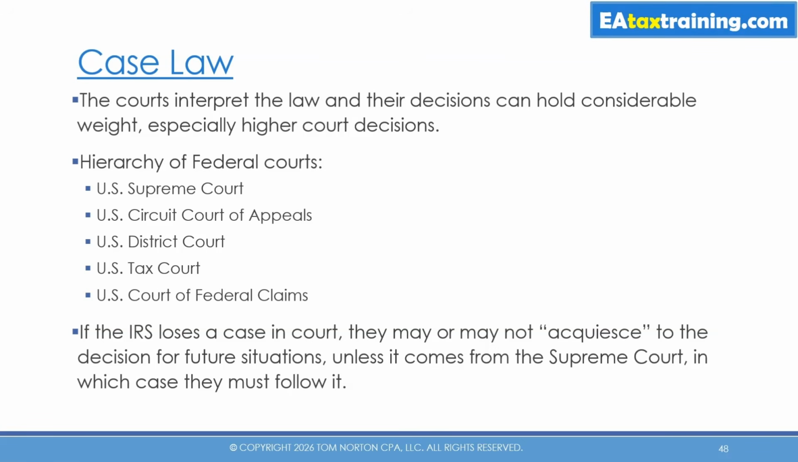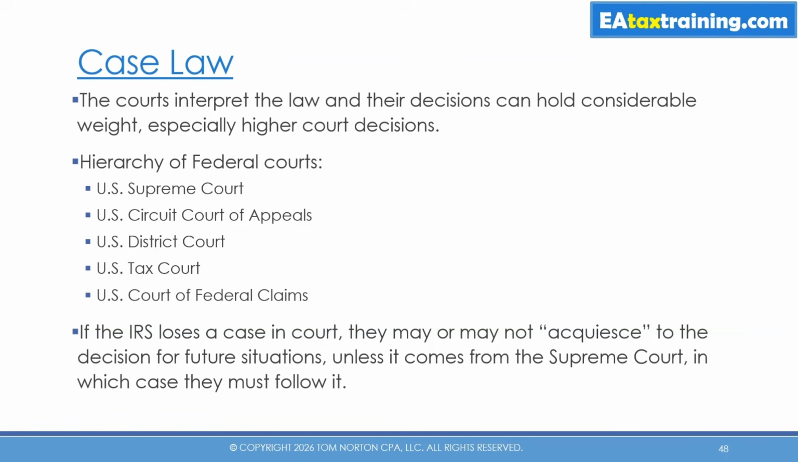Underneath that, the next is the U.S. Circuit Court of Appeals, and there are actually several courts of appeals. There's not just one. Under that is the U.S. District Court, and there are several district courts as well. And then under that is the U.S. Tax Court. There's only one of those, and as the name implies, they only handle tax cases. And then there is also a U.S. Court of Federal Claims that sometimes hears tax cases.